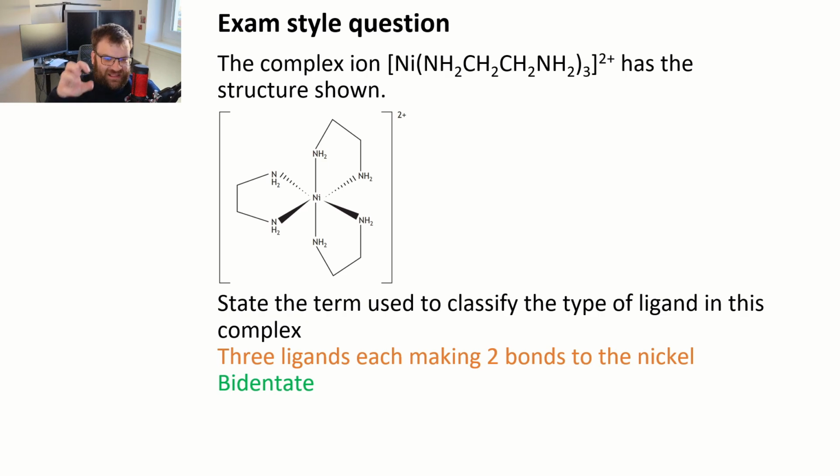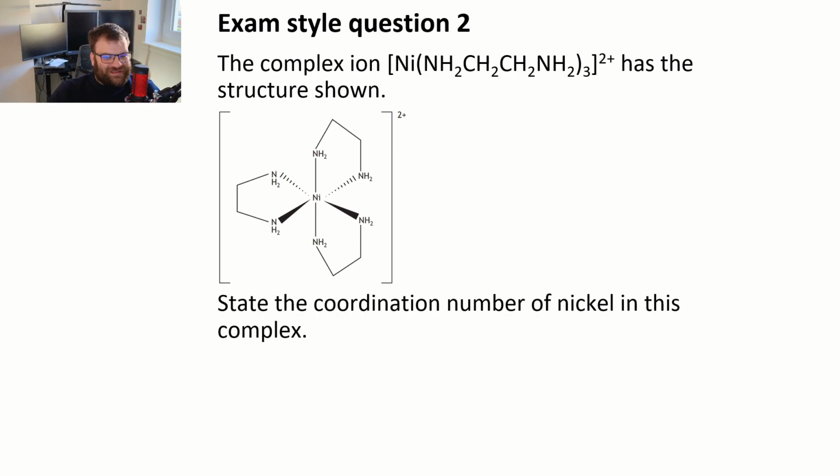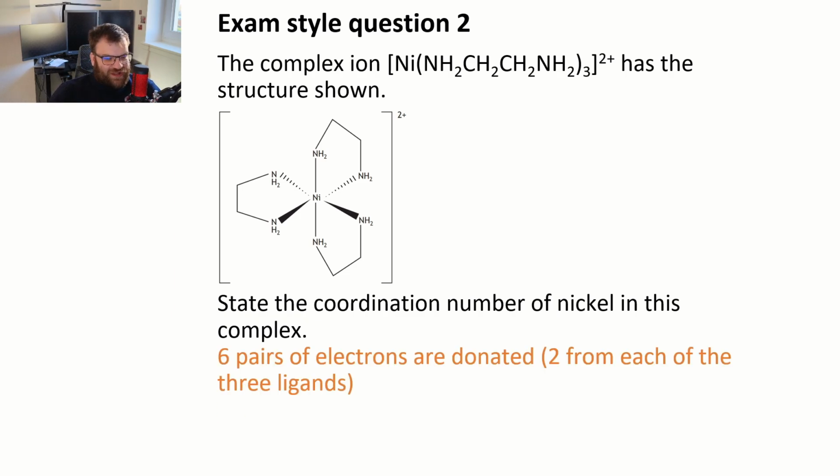So we are looking at each of the individual ligands. There are 3 ligands, but each of them makes 2 bonds. For the coordination number, it's just how many bonds are being made to the central atom. Each ligand was making 2, and there are 3 ligands, so that makes it 6 pairs of electrons and a coordination number of 6. Type of ligand refers to each individual ligand molecule, while coordination number is in total, regardless of where they've come from, how many bonds are being made to the central atom. So we had our 6 for our coordination number there.